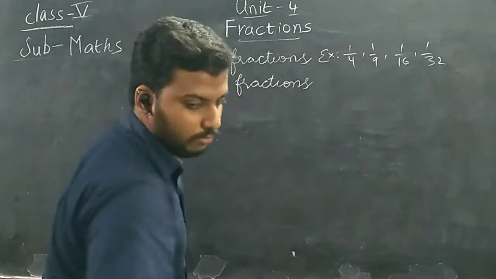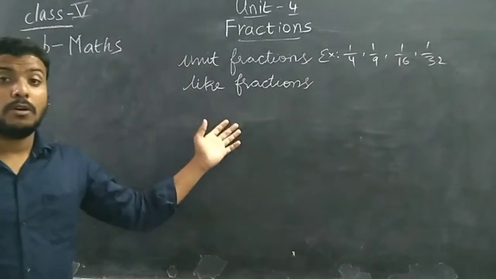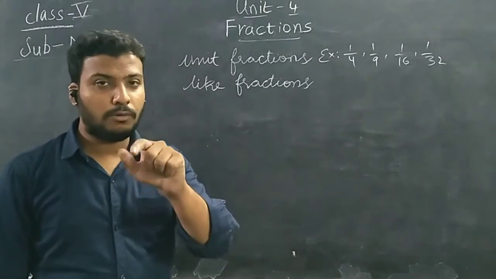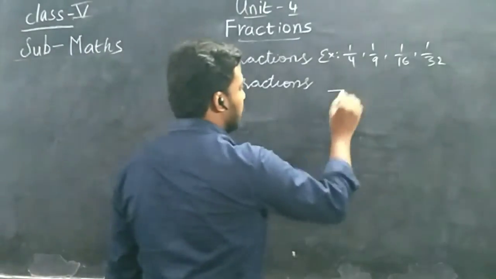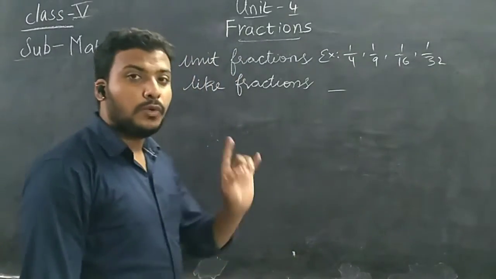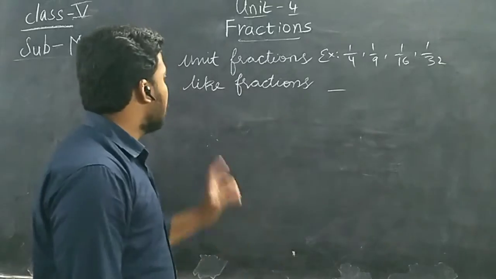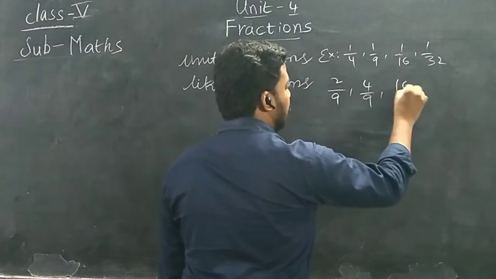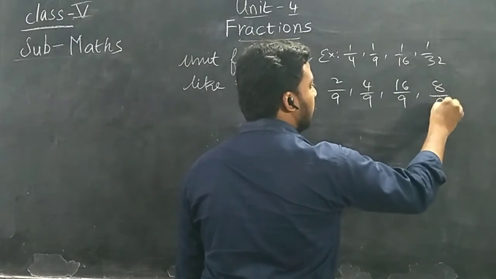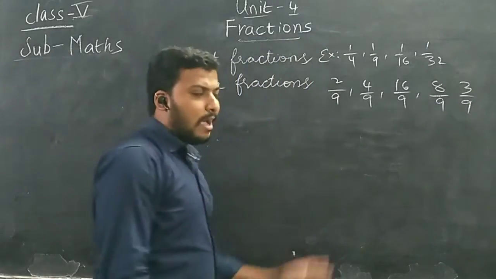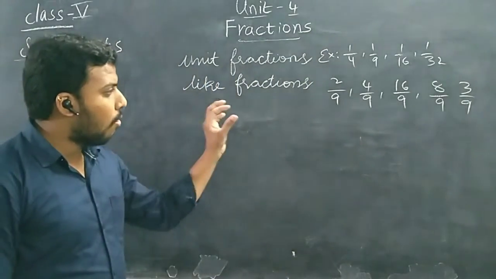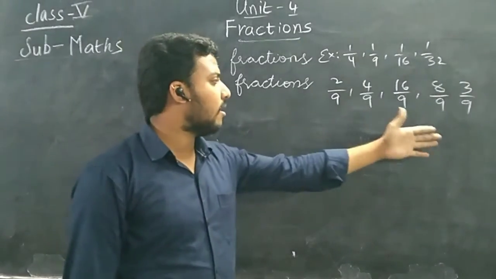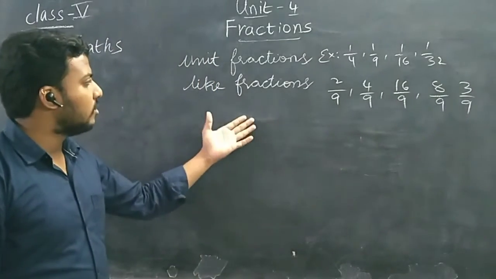Children, like fractions. So I am talking about like fractions now. Fractions having the same denominator value, and you now know what a denominator is, are called like fractions. For example, 2 by 9, 4 by 9, 16 by 9, 8 by 9, 3 by 9. If you observe these fractions, in the denominator place the value is 9 in all of them. So this kind of fraction is called a like fraction.